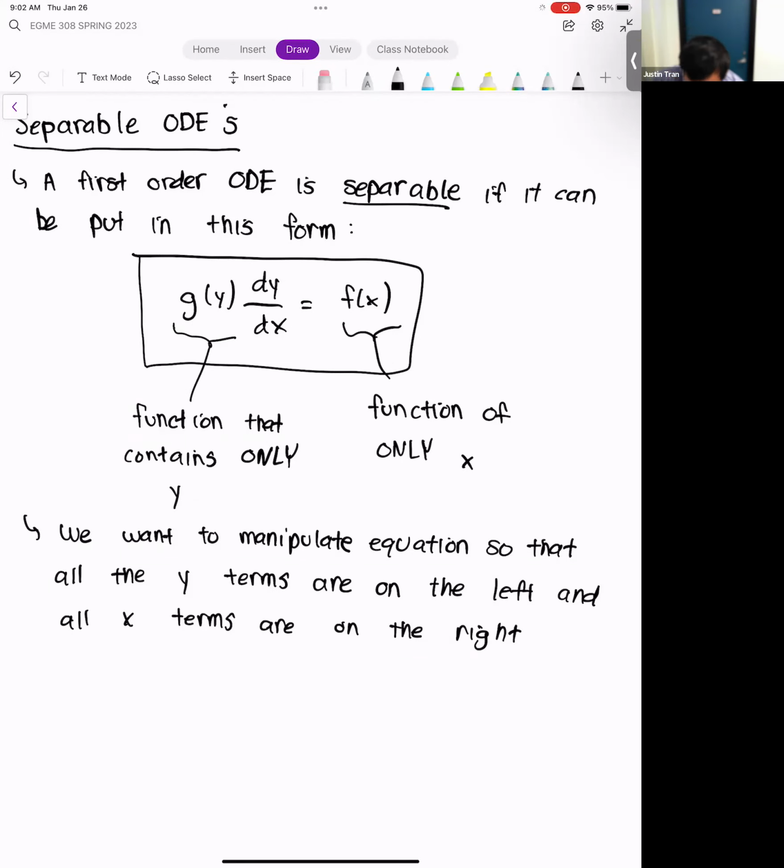So what's the benefit of this form? The benefit of this form is that, if you can get all the y terms on the left and x terms on the right, what you can do to solve it is simply integrate both sides.